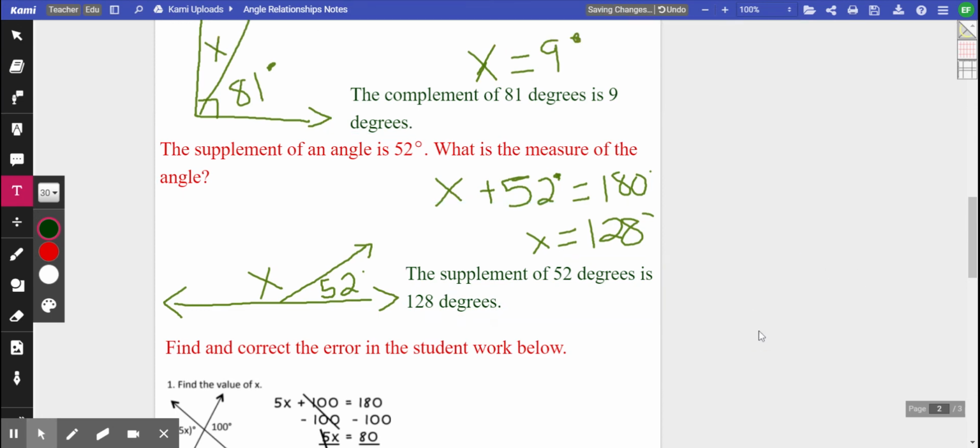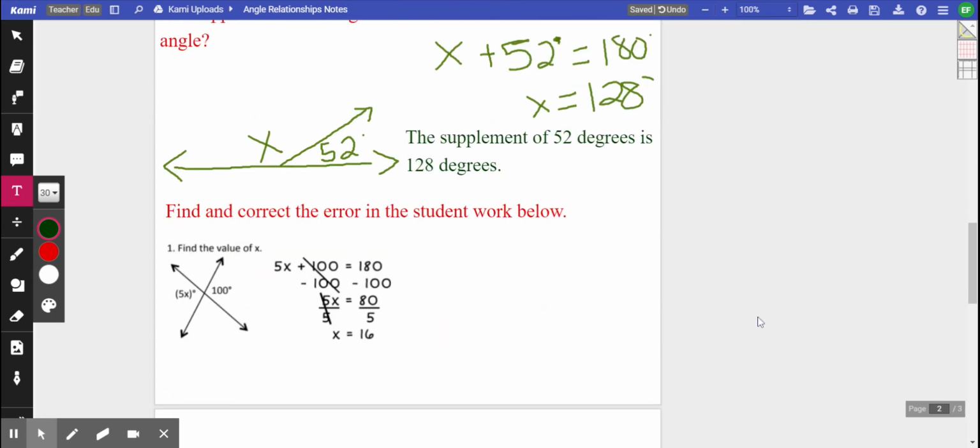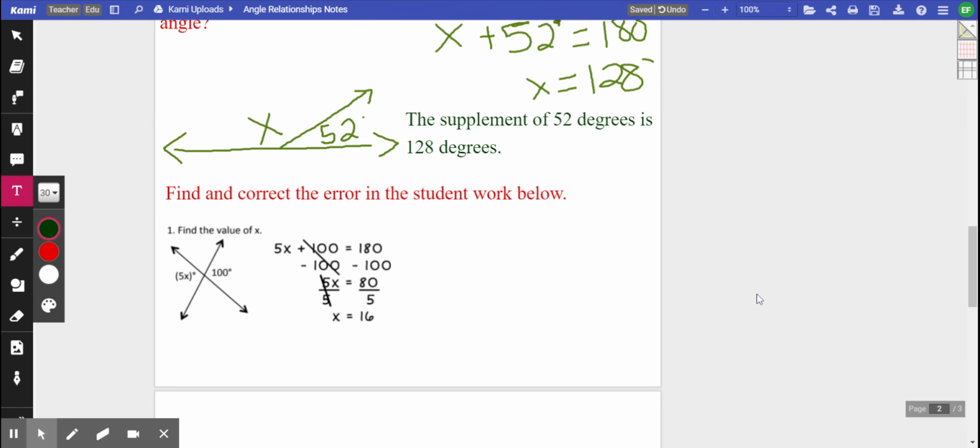Right. Last one. So this one, again, we need to look at the student work that's here and then be able to find and correct the error. So take a minute, look at the diagram, try to look at what relationship you see, look at the work that's there. Go ahead, pause the video, try to figure out what relationship do you see in that diagram, and then what problem do you see in that student work.